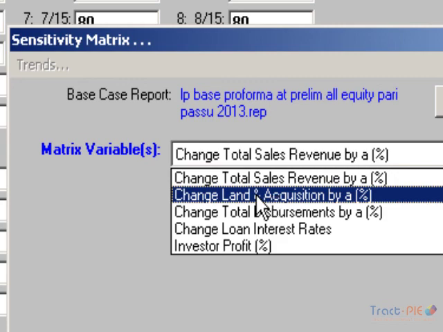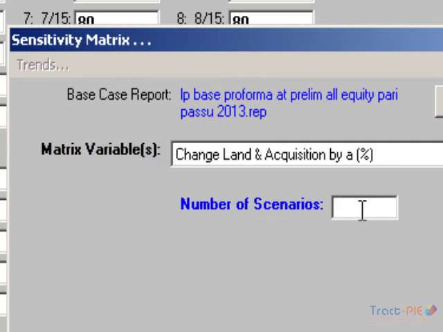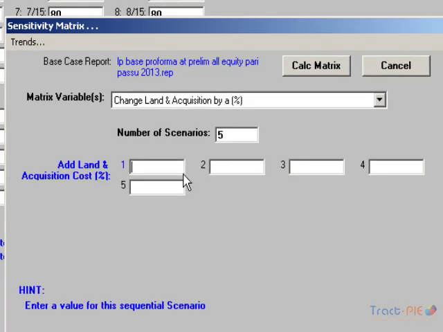So I'm going to come over here to change land and acquisition. Let's have 5 scenarios. Let's decrease the value of the land by 20%, 15%, 10%, and 5%. And let's go the other direction, increasing it by 10%.